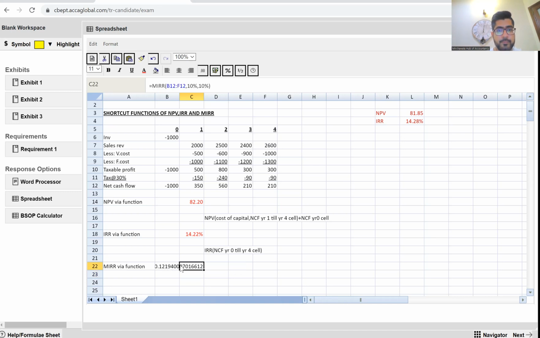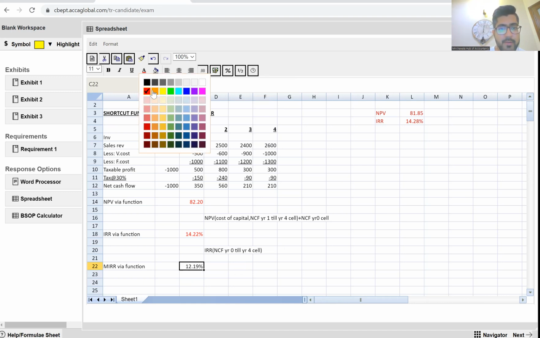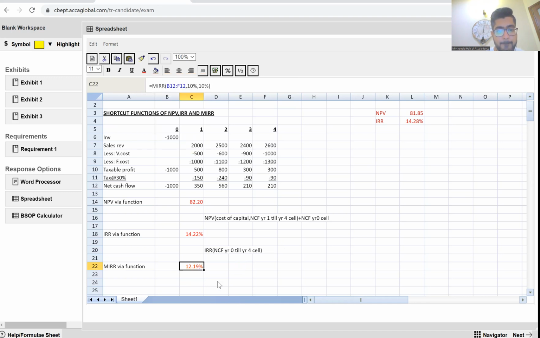MIRR, same as IRR: equals to IRR, B12 to F12, closed, you get IRR. Equals to MIRR, B12 to F12, comma, 2 times your discount rate, 10%, 10%, bracket closed. You get MIRR. Again, if you need a percentage to 2 decimal places, put percentage, 2 decimal places, 12.19% is your MIRR. So just doing MIRR, bracket open, all net cash flows, year 0 till year 4 cell, comma, WACC percentage, comma, WACC percentage.